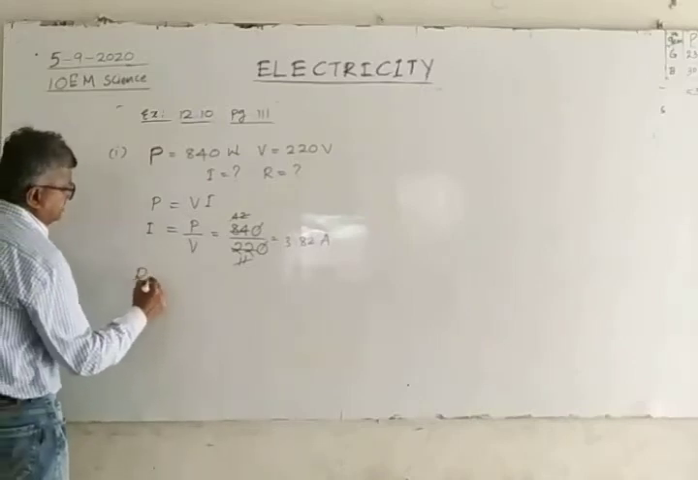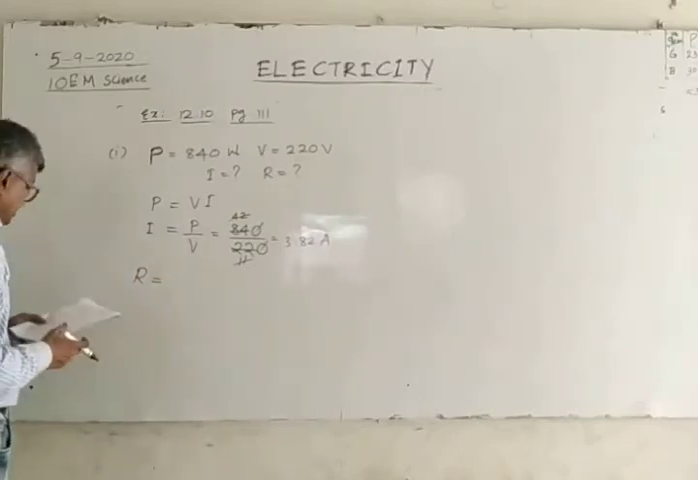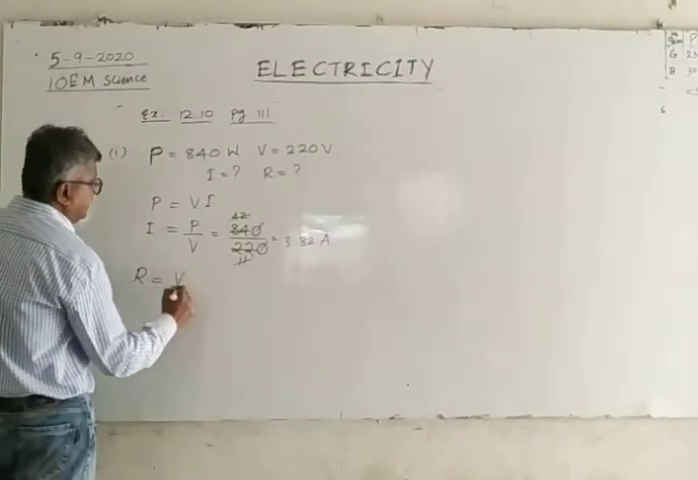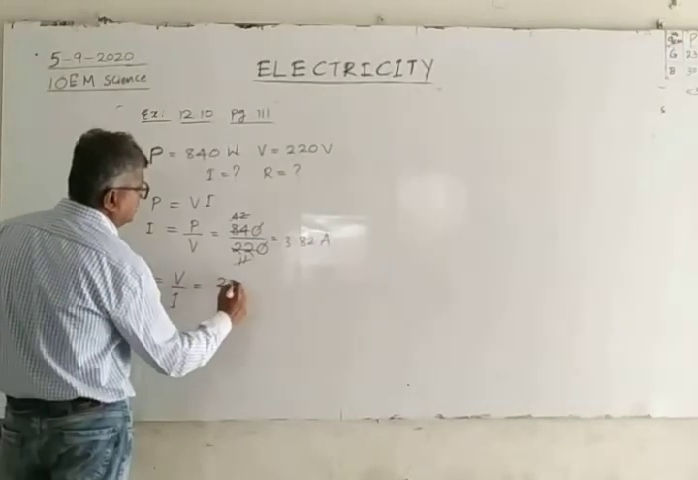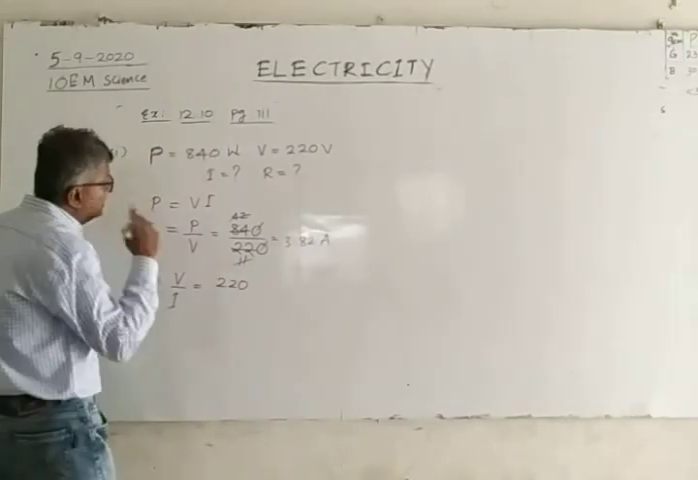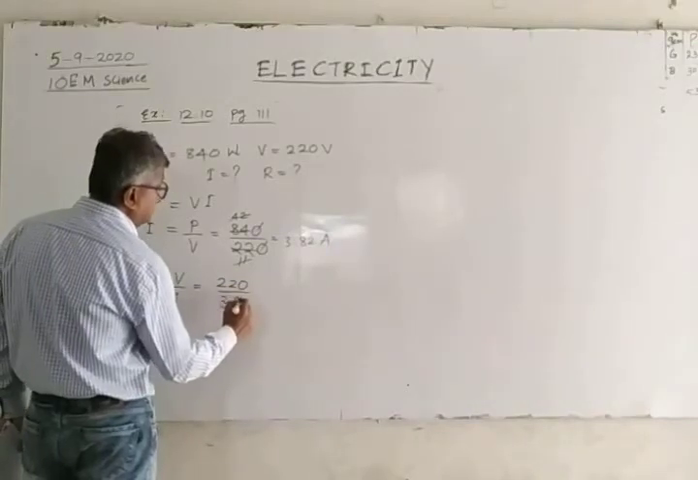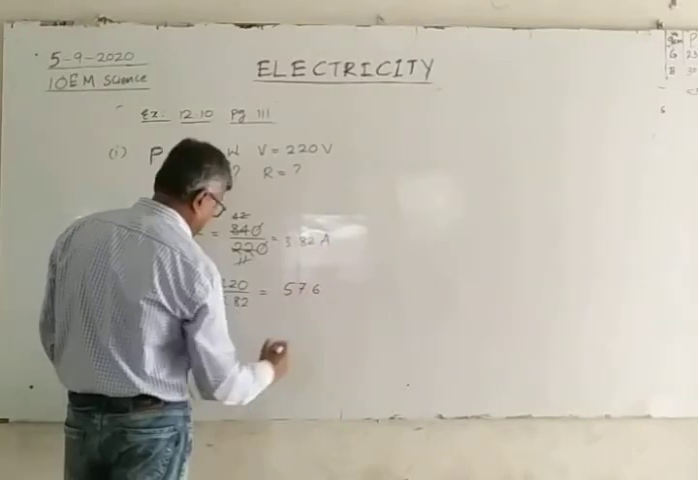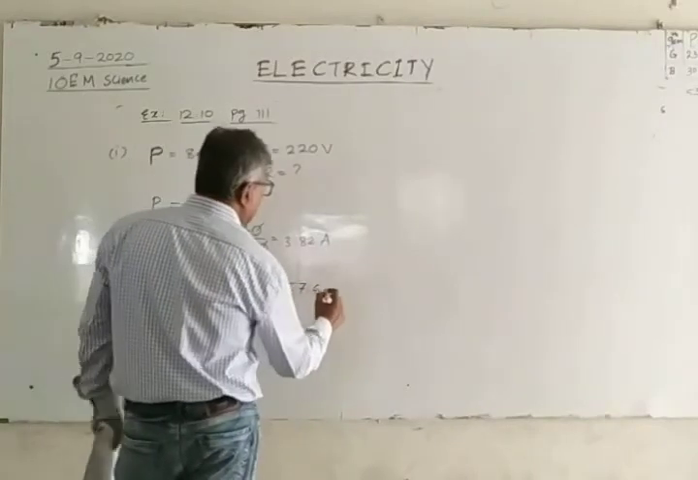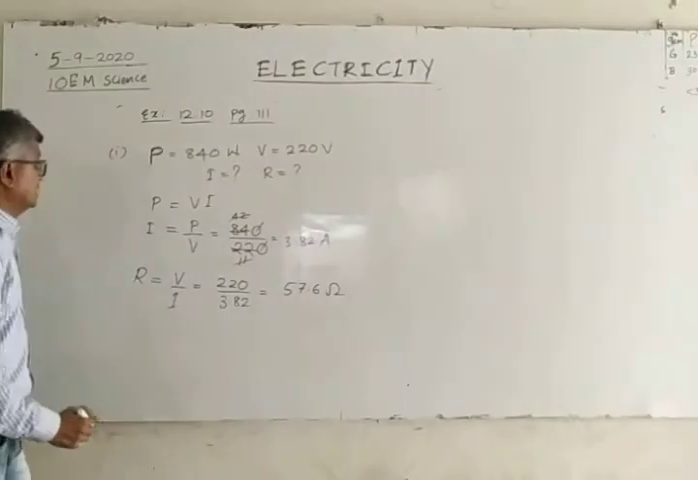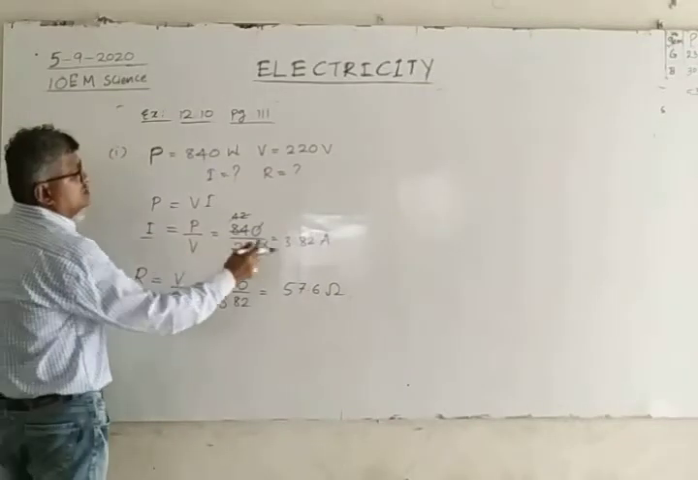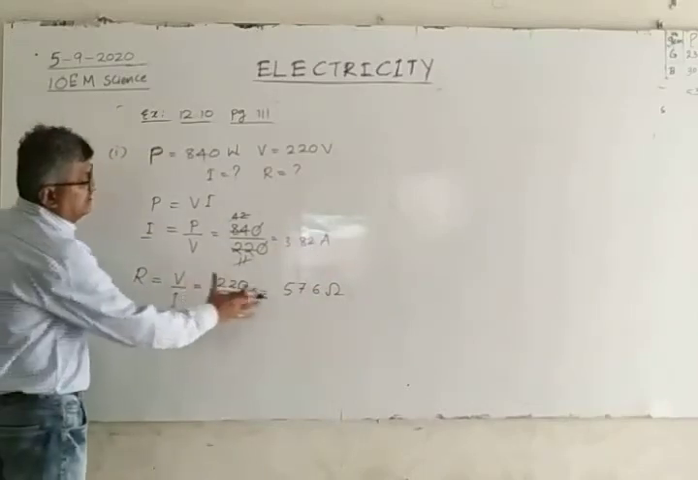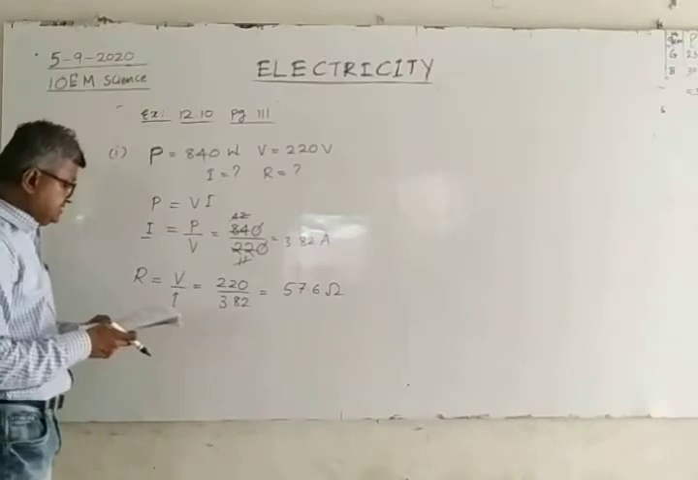Next we have to calculate resistance. Resistance is given by V by I. V is 220 volt, and divide this by current 3.82 ampere. So you will get 57.6 ohm. So current passing through the device is 3.82 ampere and resistance offered by the device is 57.6 ohm.